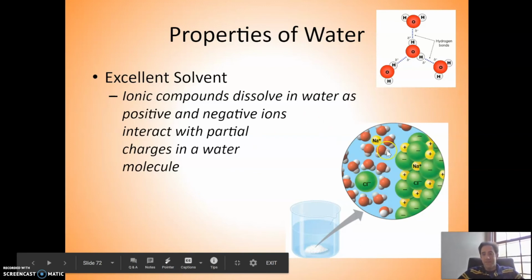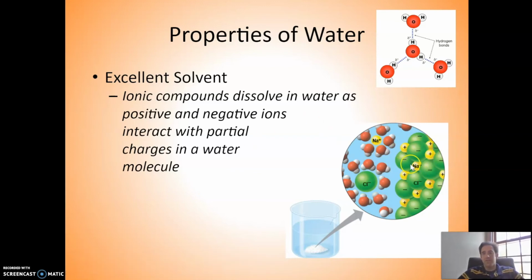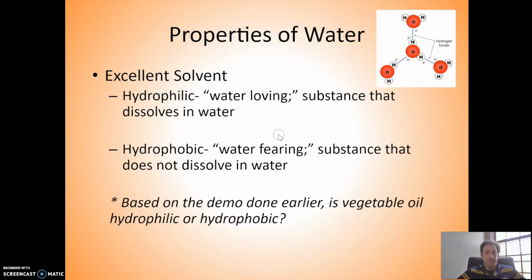Ionic substances, same thing. So here's table salt, sodium and chloride ions. Again, the oxygen atoms are partially negative, so they're going to attract to the sodium. The hydrogen atoms are partially positive, so they're going to attract to the chlorine. By interacting with those, they can pull these ions apart and dissolve table salt. That is why salt dissolves in water.